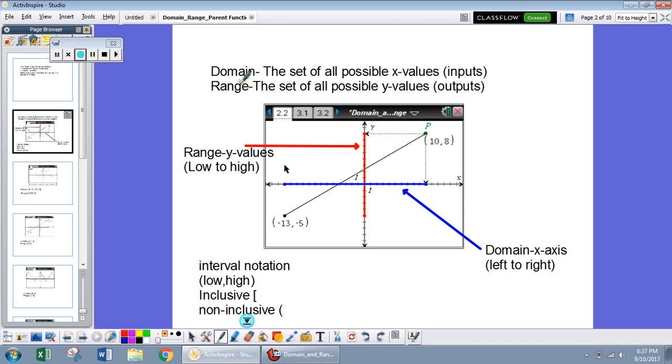Range is the set of all the possible y values. What values are the outputs? So after you put something in, what do you get back out?